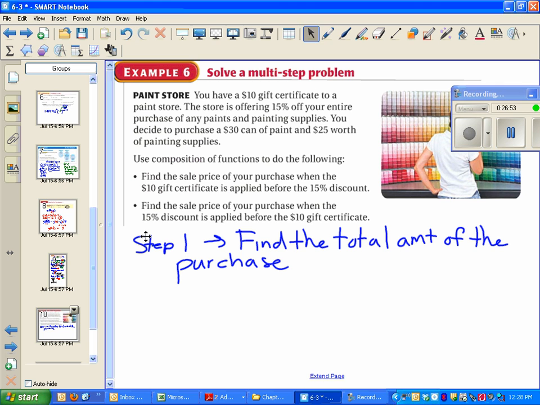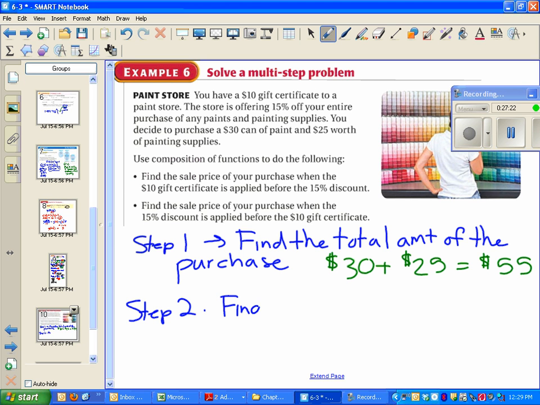And the total amount of the purchase: we spent $30 on a can of paint plus $25 worth of painting supplies. It's probably a small room that we painted, very small, so the total amount was $55. Step two, so we want to find two functions and compose them. So step two is find the functions.